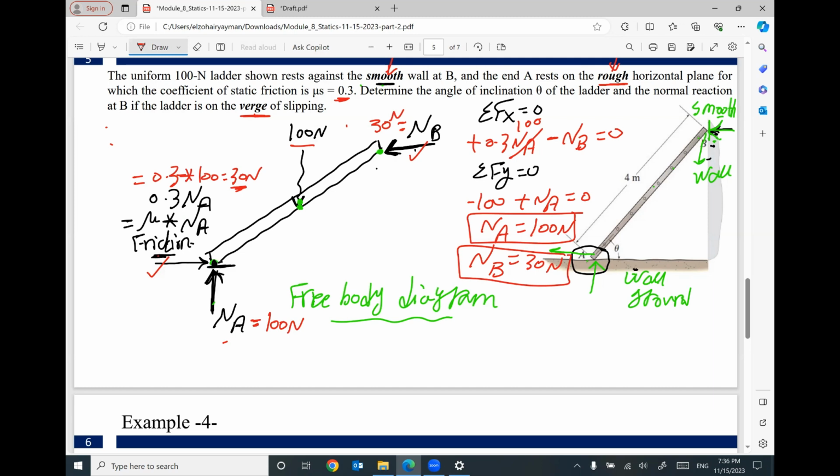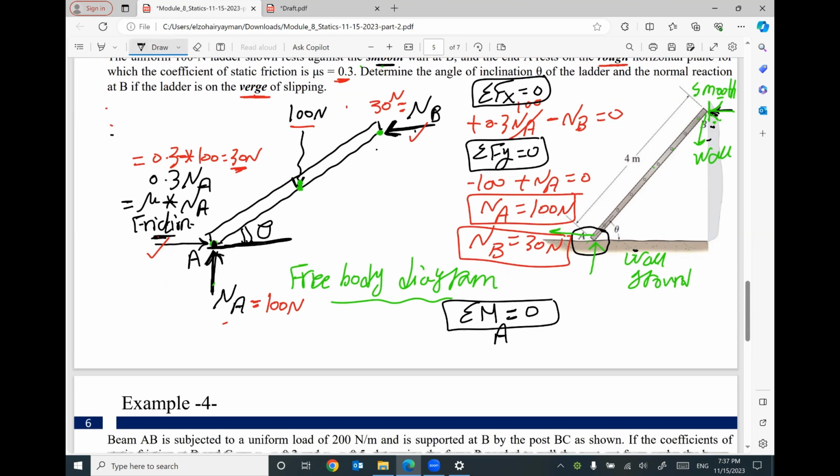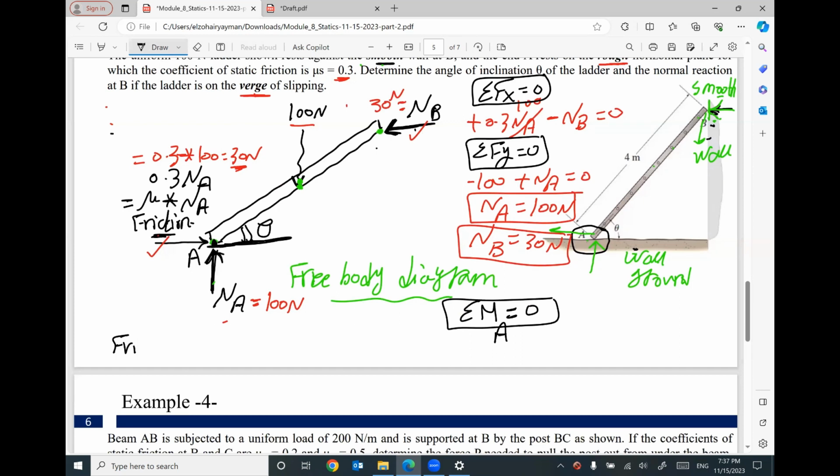So far, so good. Keep in mind, I'm looking for the value of this angle theta. We still have one more equilibrium equation: summation moment at any point equals zero. Summation F of X, summation F of Y, summation moment at any point equals zero. If you take moment at A, for example, I have to list everything. Your friction force, which equals 30, times distance. Your capital NA, times distance. 100 Newton, times distance. NB, times distance. Equal zero. That makes sense?